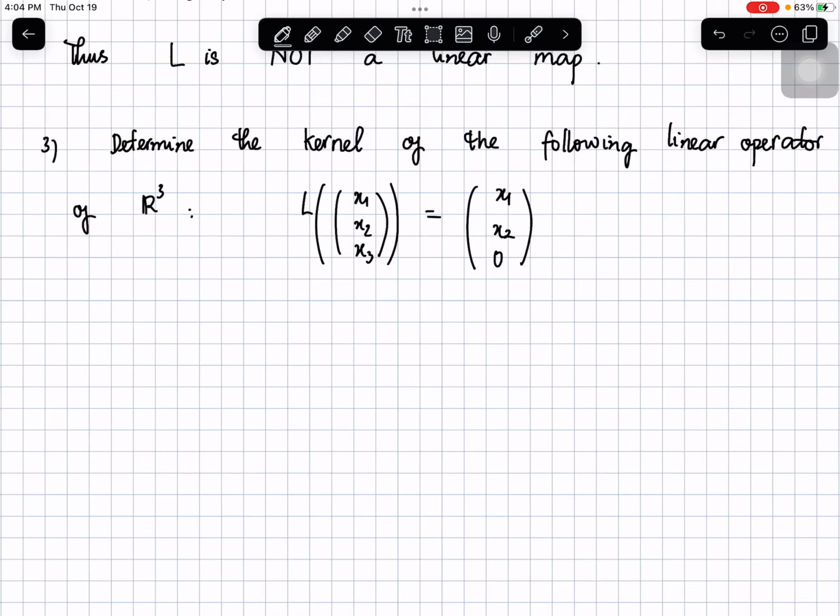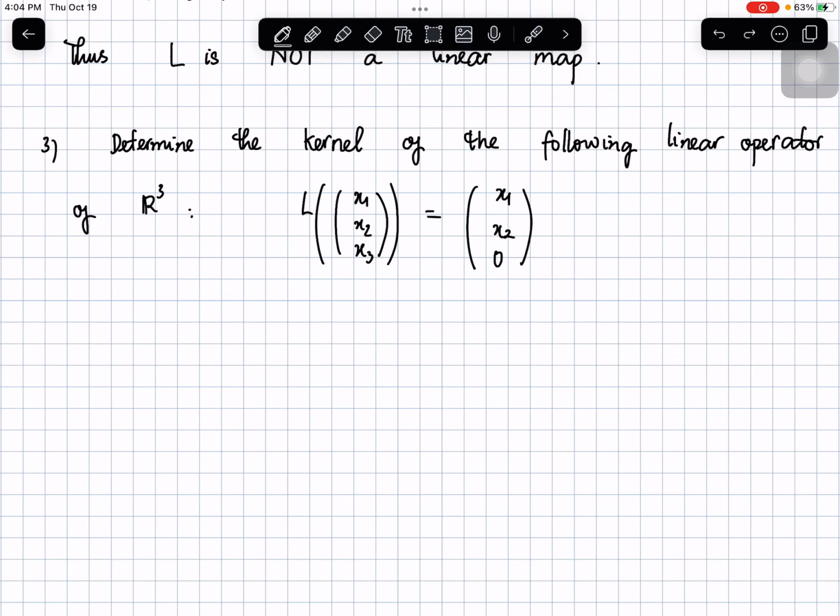In this exercise, we need to determine the kernel of a linear operator of R3. The linear operator is given like this. Recall that a linear operator is just a linear map where it's mapped from R3 to itself. The domain and the codomain are the same, so we call it an operator. And this is a linear map.